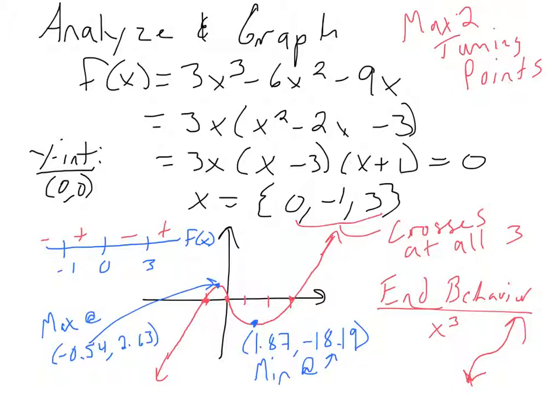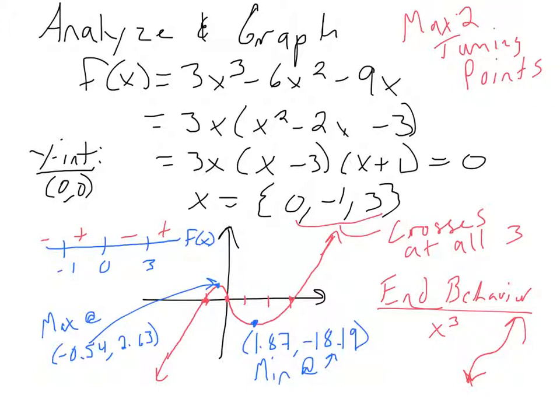We know the domain and the range is easy for this one as well. It's going to be all real numbers for both the domain and the range. And I'm just going to say it since I don't have any room to write it in here. The function will be increasing from negative infinity all the way up to the maximum at negative 0.54. And it'll also be increasing from the minimum right here all the way out to infinity, so from 1.87 to infinity. So the domain over which the function is increasing is negative infinity to negative 0.54 union 1.87 to infinity. And the function is decreasing from negative 0.54 down to 1.87.